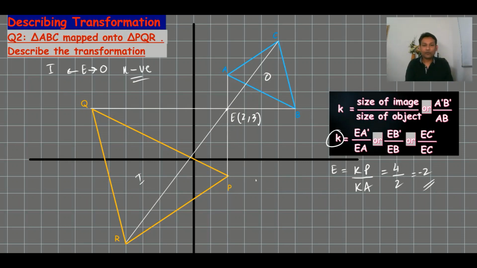So now, what we have to write? The triangle ABC mapped onto triangle PQR by enlargement with center 2, 3 and scale factor -2, and that's it. You have to describe. This was example number 2. Let's move to the next example, example number 3.